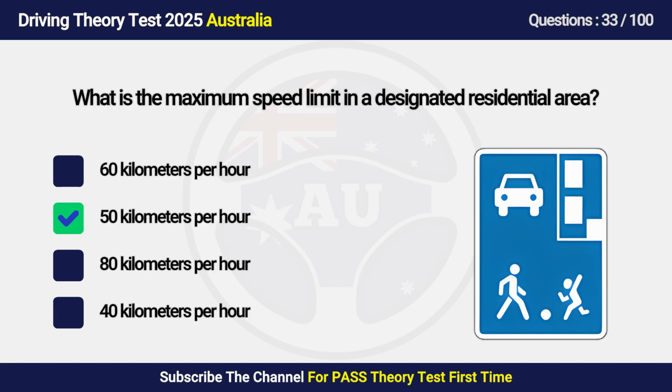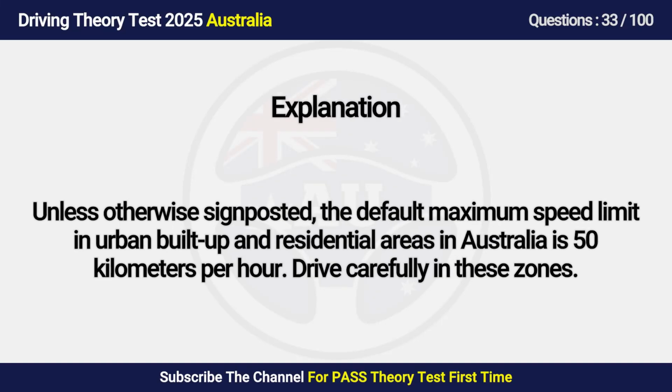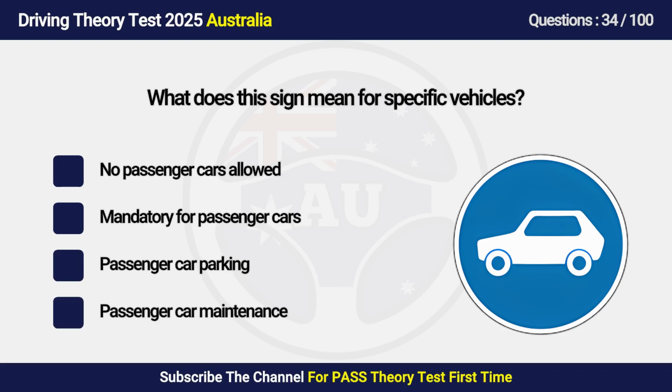Answer is B. 50 km per hour. Unless otherwise signposted, the default maximum speed limit in urban built-up and residential areas in Australia is 50 km per hour. Drive carefully in these zones. Question 34. What does this sign mean for specific vehicles?